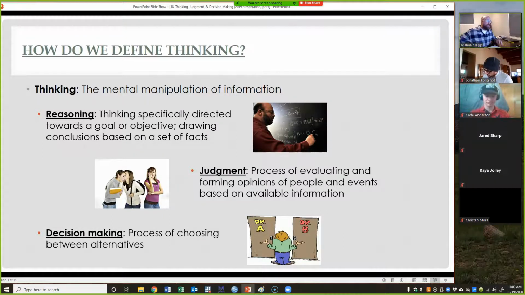Decision making is going to be a different thing. This is the process of choosing between alternatives, right? So maybe I make judgments about a candidate for office, and I'm saying, okay, this is that and this is that, pros and cons. But then at the end, I have to make a decision. I have to choose, right? And this is a little bit different. My decision may be informed by my judgment.